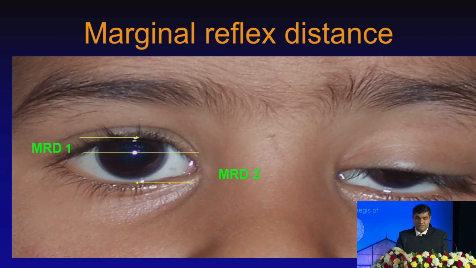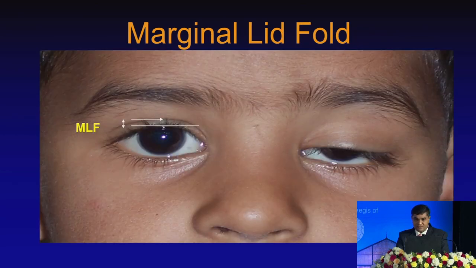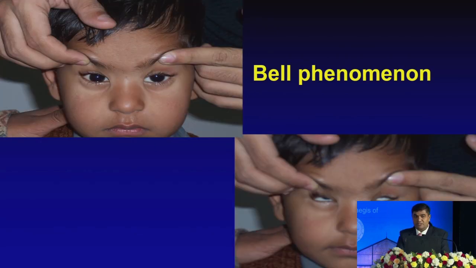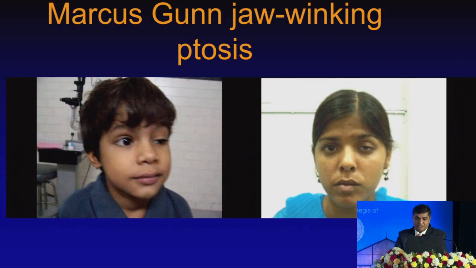Marginal reflex distance: from the pupil to the upper lid margin is 1 and to the lower lid margin it is 2. Lid crease distance from lid margin to the crease, and lid fold distance, and LPS function. Always occlude the brow overaction, then you will get the actual amount of LPS function. Bell's phenomenon is very important because poor Bell's is one of the contraindications for ptosis surgery. Lagophthalmos, if pre-existing, then post-ptosis surgery there will be more lagophthalmos. One has to be very careful and explain clearly to the patients. Marcus Gunn jaw-winking phenomenon.